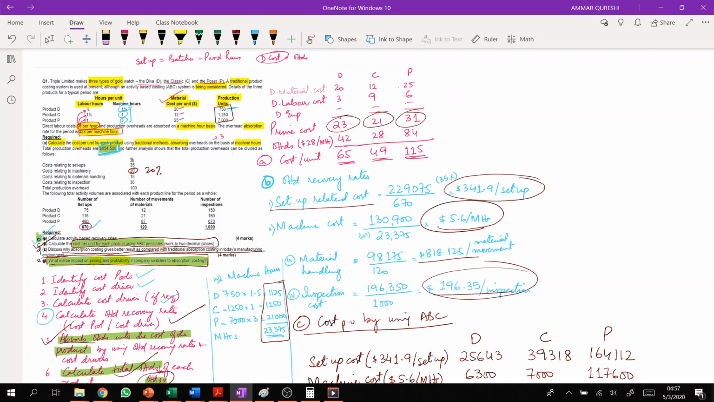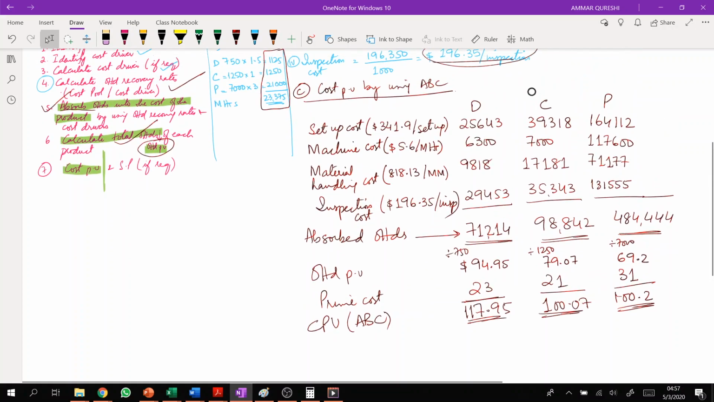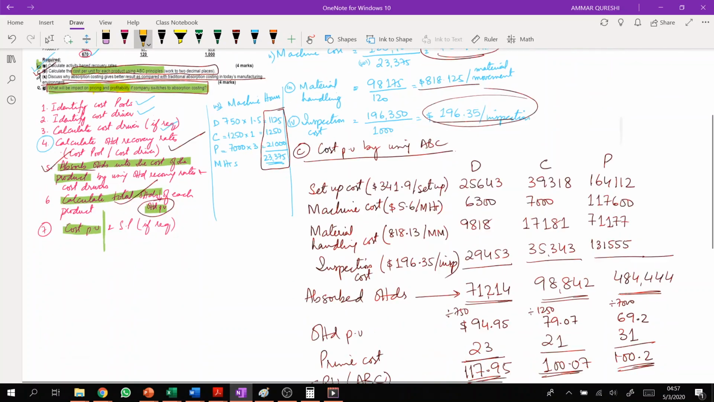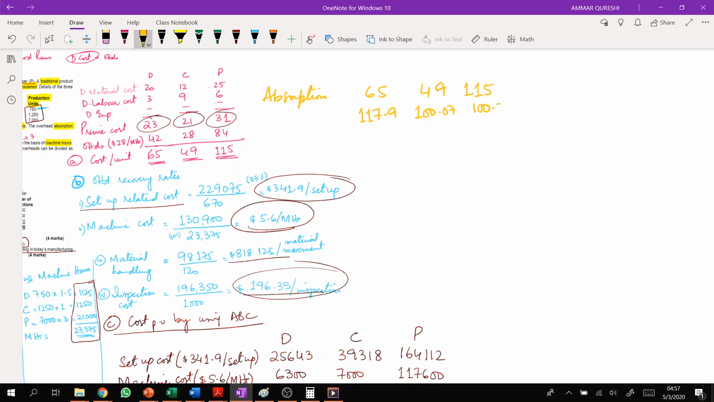Cost per unit under traditional absorption costing is 65, 49, and 115, right? And the cost per unit under this method is 109, 117.95, approximately 118, then 100 point something, 07, and 100.2, right? This is the cost per unit by using activity based costing principles, right?